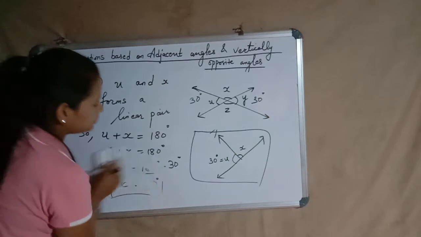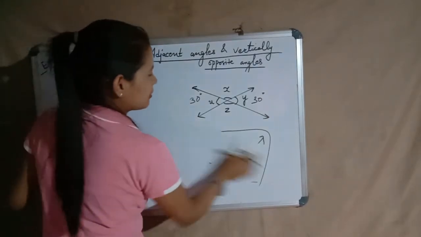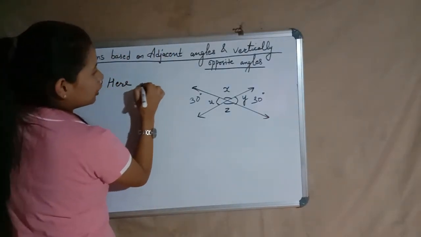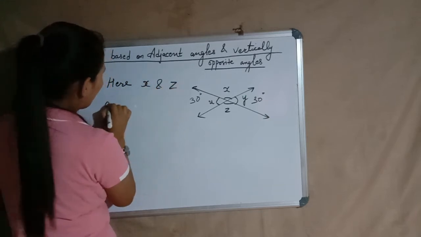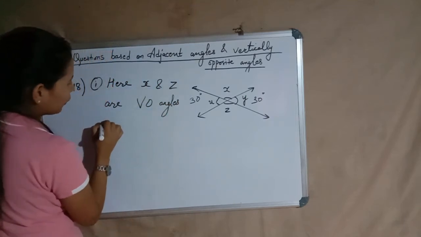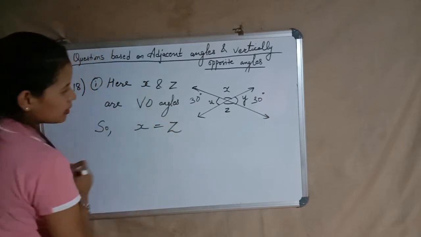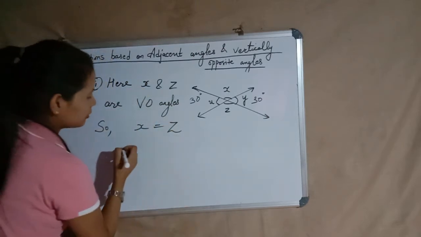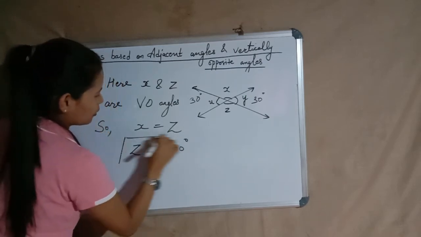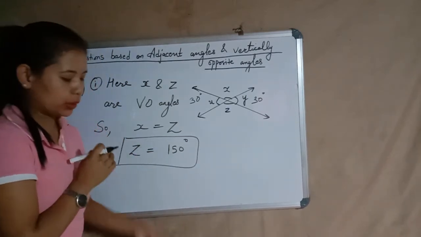Now we are left to just find the value of Z. Here X and Z are vertically opposite angles, so their measures will be equal. So X is equal to Z. We have found the value of X, so Z will be equal to 150 degrees. We have got all the angles using all the concepts that we know.